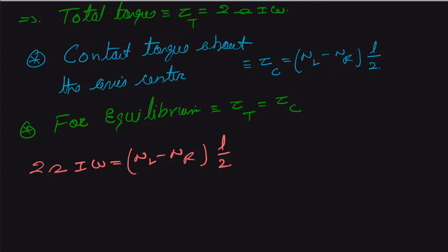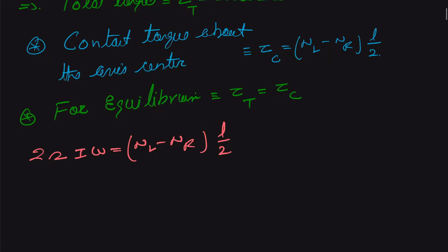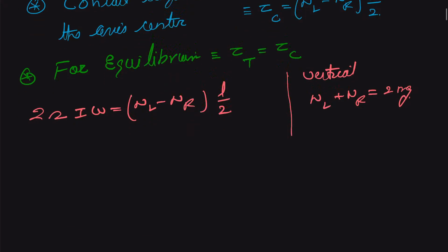And we can also write the equation for our vertical, but there is no such motion in the vertical, so we can just ignore it. And if you want to write, we can simply put that for vertical, we have two forces, left plus right, which will be equal to the weight, twice mg. Okay, and this is not required, so we will keep this aside.